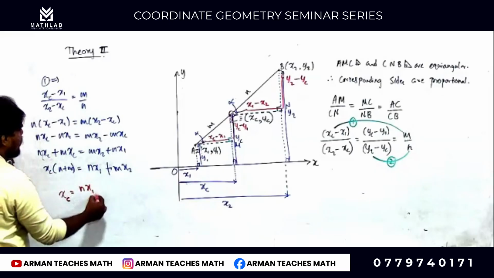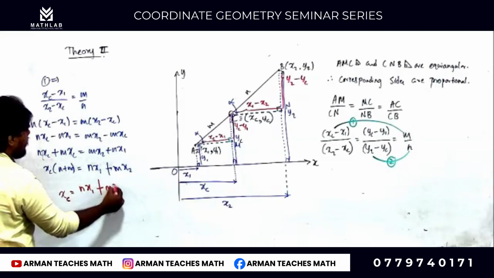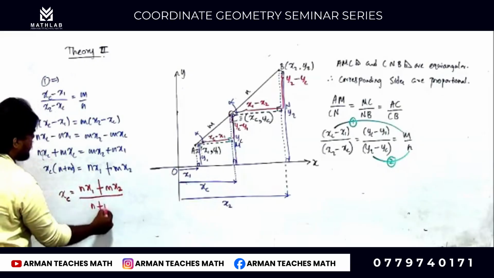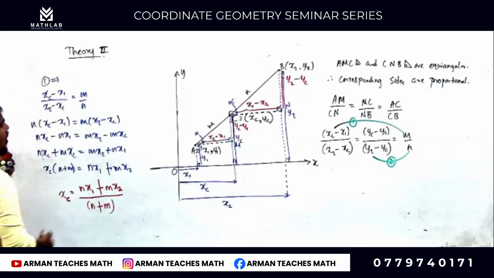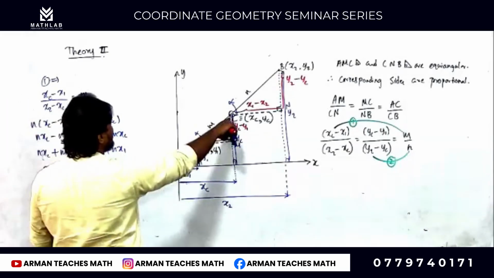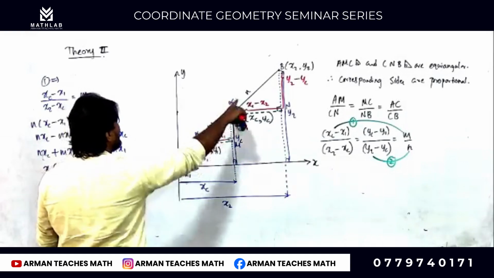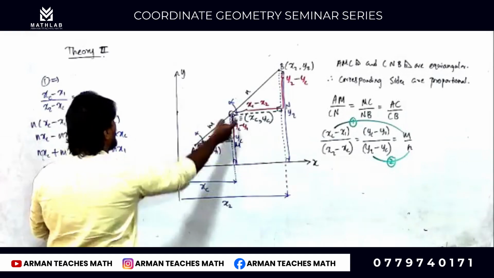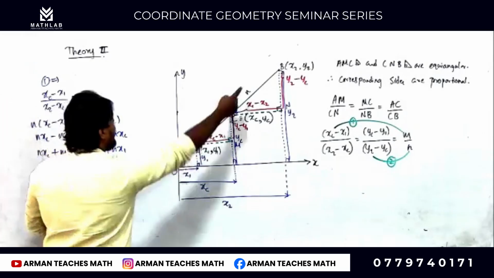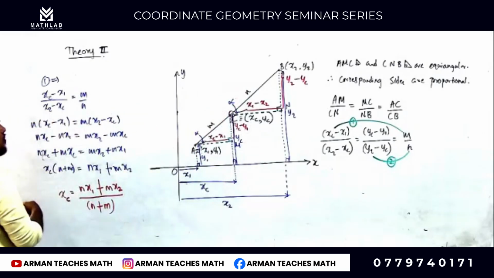xc equals (n x1 plus m x2) divided by (n plus m). This is the x coordinate of the point that divides the straight line segment into m is to n ratio. This is the coordinate of this special point in terms of the known coordinates a and b.